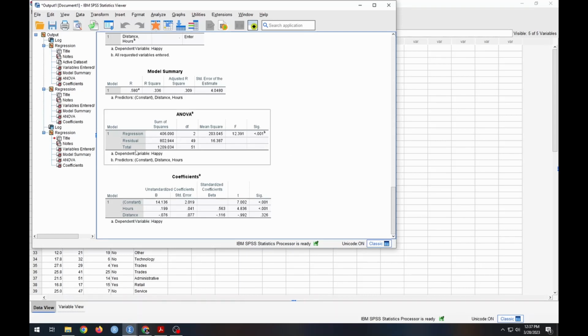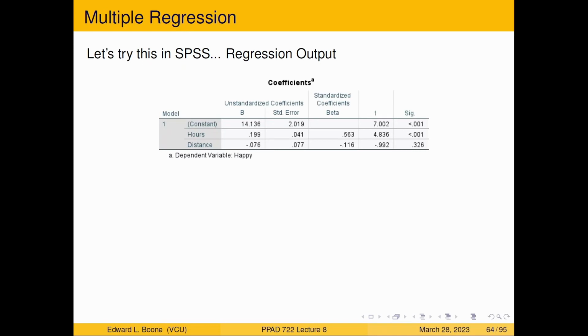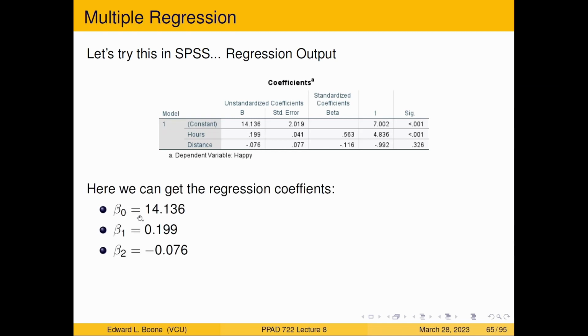Okay, so here we have the output. You can see the coefficients are down here. Now we're going to switch over to the slide so we can look at this a little bit closer. All right, so here's the output that we generated in SPSS. So here we have our coefficients, our constant, the coefficient for hours, and the coefficient for distance, and we can build our regression model. So beta 0 is equal to 14.136. This number right here. Beta 1 is 0.199. Beta 2 is negative 0.076. You can see exactly where I've got the numbers from.